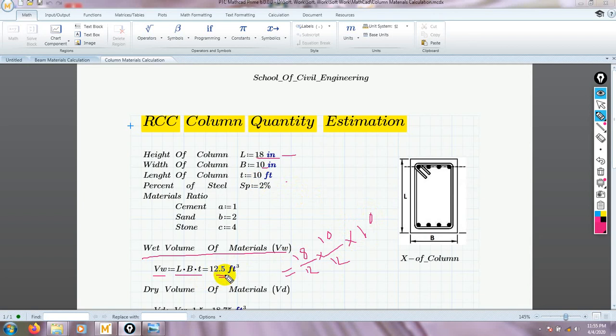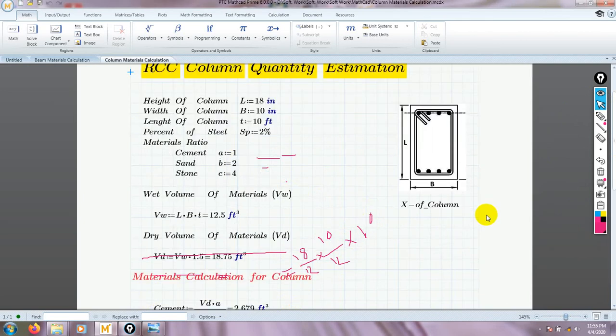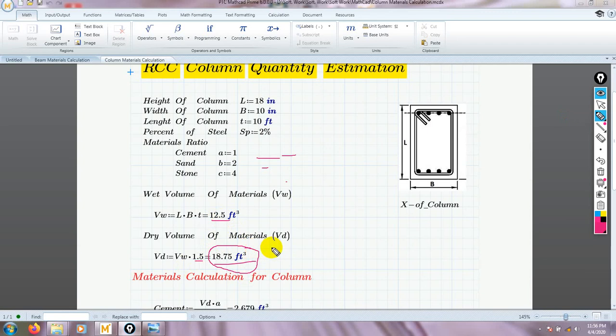After that, we have to calculate the dry volume of materials. To calculate the dry volume, we will multiply the wet volume by 1.5. I mean, our dry volume will be 1.5 times the wet volume. So 12.5 into 1.5, then we'll find 18.75 cubic feet. Like that, we can estimate our dry volume of materials.